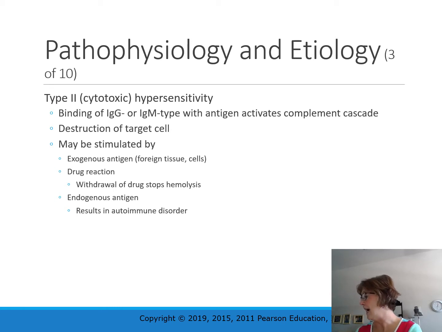The IgG or IgM, which are these types of immunoglobulins, are antibodies. They're formed to cell-bound antigen, such as ABO and Rh antigen. The binding of these antibodies with the antigen activates the complement cascade, thereby resulting in the destruction of those cells. This type of reaction causes hemolytic disease in newborns. So with type 2, it may be stimulated by exogenous antigens, such as something foreign to the tissue or cells, or a drug reaction, so something from the outside, not inside of your body.